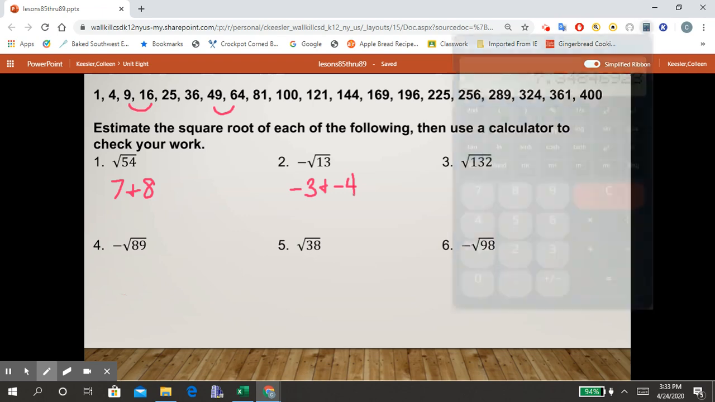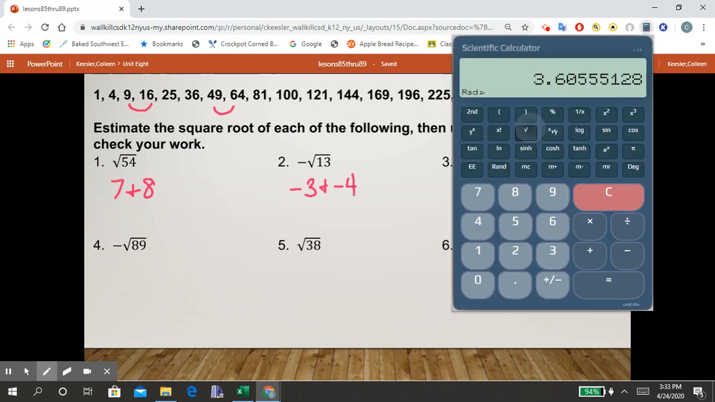And again, we can check on our calculator. The square root of 13 is 3.605555128, which again is definitely between 3 and 4. So when we make it negative, it's going to be between negative 3 and negative 4.